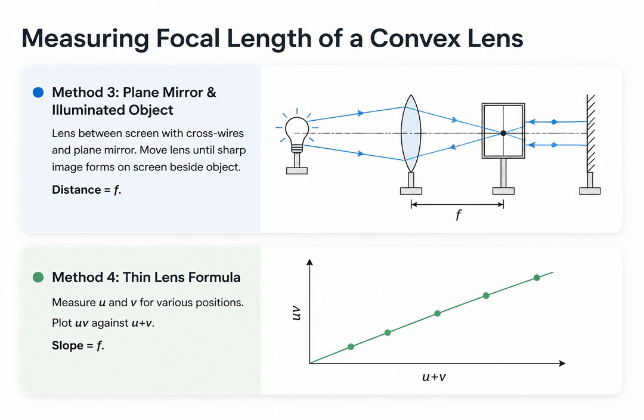By measuring multiple pairs of object distance u and image distance v, you can plot the product u times v against the sum u plus v. The slope of this graph gives the focal length.